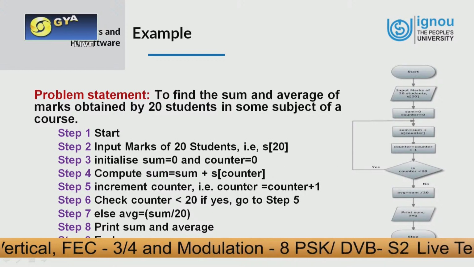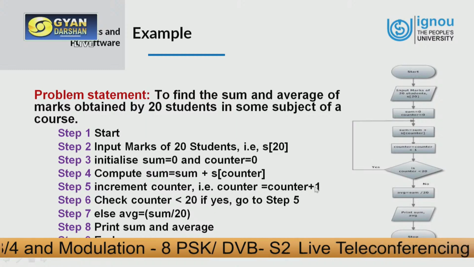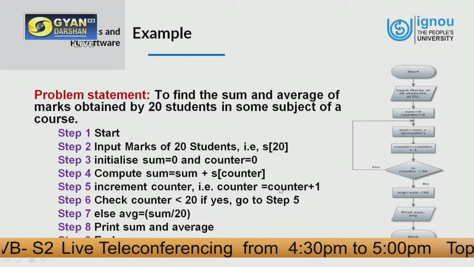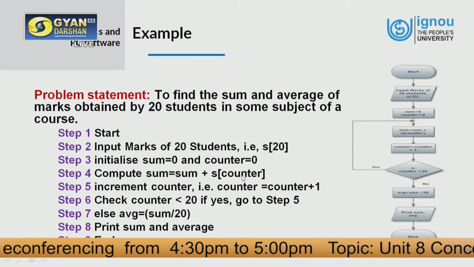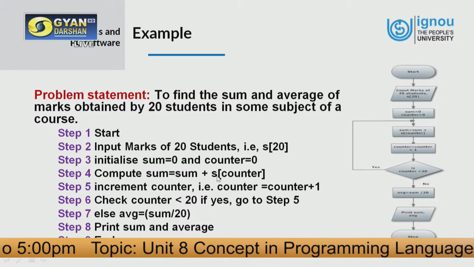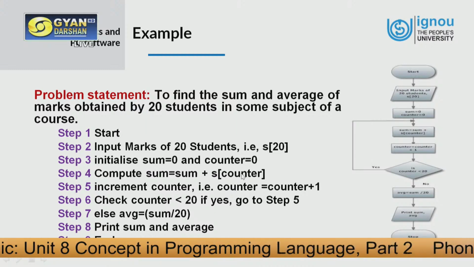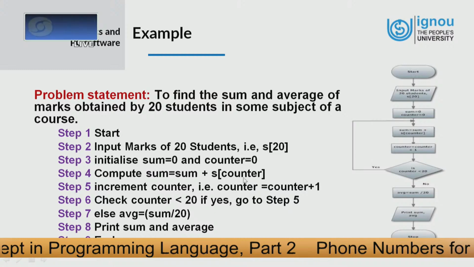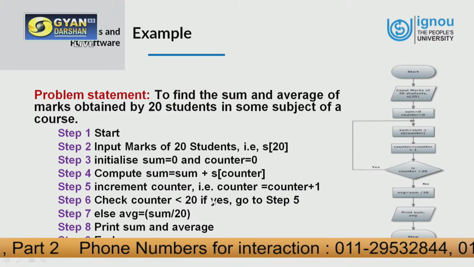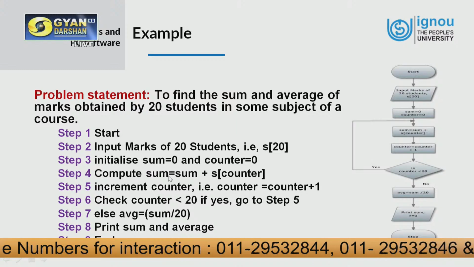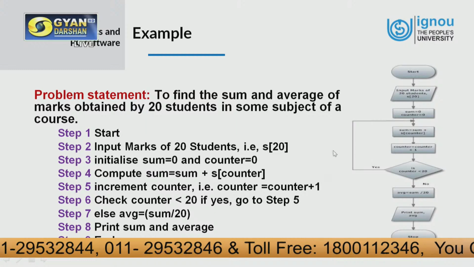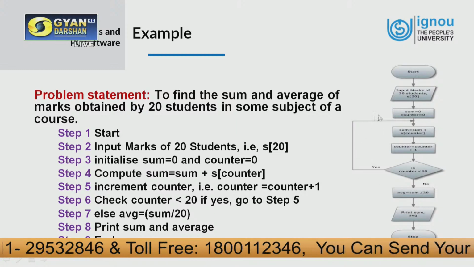We keep repeating this particular step. What you see in this case is that once the counter becomes 1, the marks of the second student are added. Initially it was 0, it will become 1. So S0, then S1, then S2, then S3. Like that, all the marks of the students will be added to this sum, one by one. That is how the looping works. You are adding step by step, one by one. This is what looping is all about.